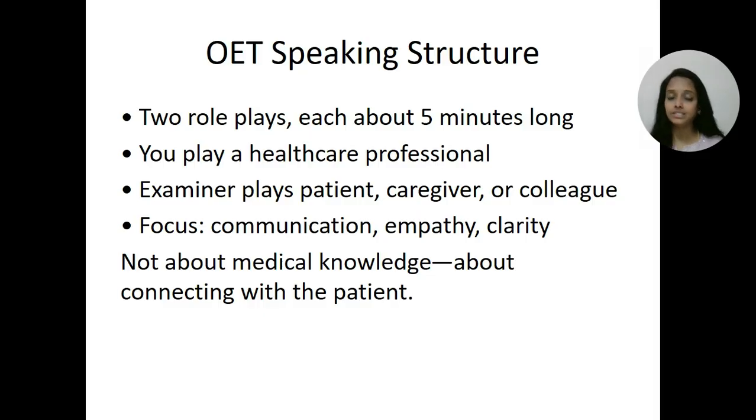Okay? Let me do a quick refresher before we dive in. The OET speaking section has two role plays. You know that, right? Each about 5 minutes long. You will play the role of a healthcare professional. The examiner will act as your patient or a caregiver or even a colleague sometimes. Your mission is to show how you can communicate clearly, calmly, and empathetically in a medical setting. Always remember, it's not about showing off medical knowledge. It's about showing how you can connect and explain things in a way that the patient understands clearly.